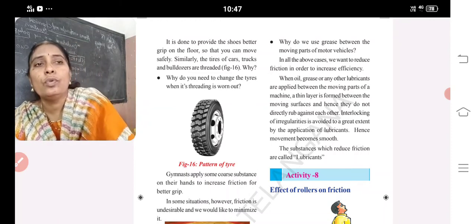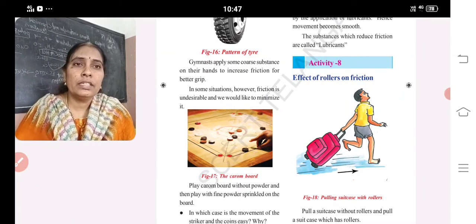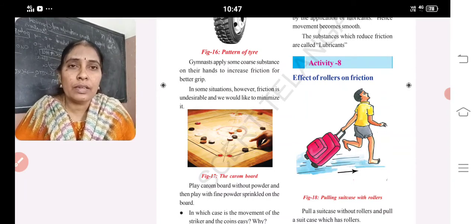And effects of rollers and friction. Carom board: in carom board and in gymnastics, they apply a powder on their hands to reduce the friction. If not, it slips from their hand and they can't do the gymnastics. Even while playing carom board, they sprinkle borax or some powder on it to reduce the friction.